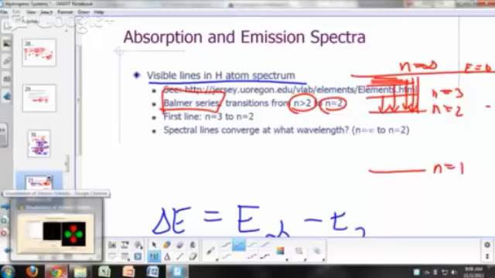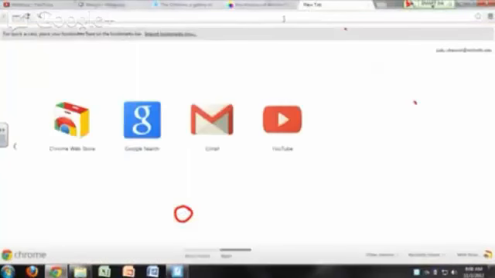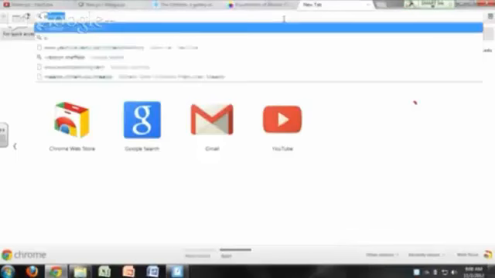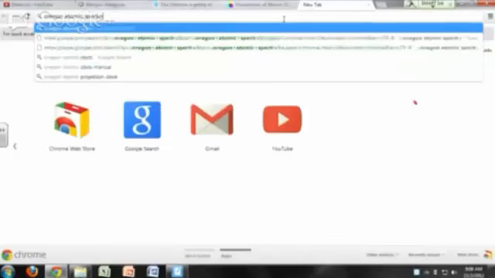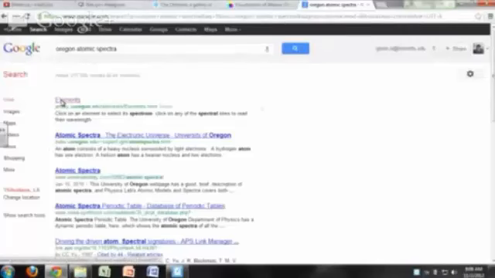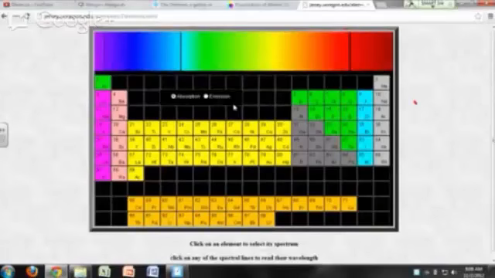And there's a nice website where you can see the spectra for various atoms, one at the University of Oregon. So you just Google Oregon atomic spectra, and that's going to be the first hit you'll find on Google. So this is a really nice website.